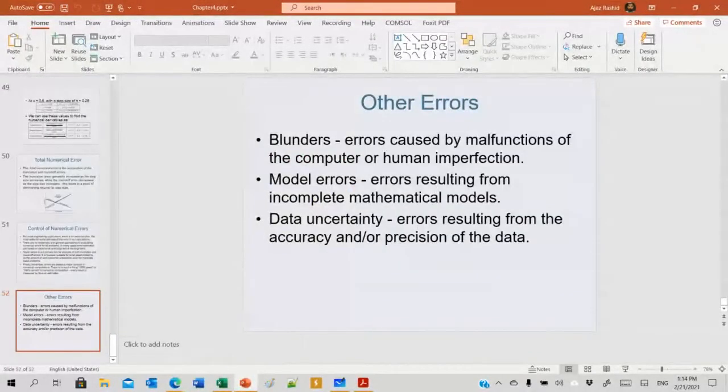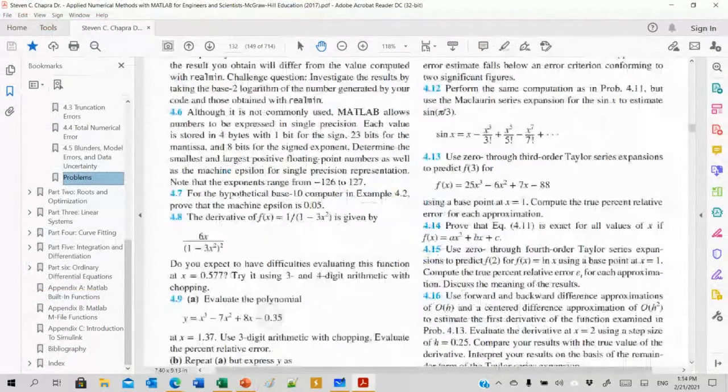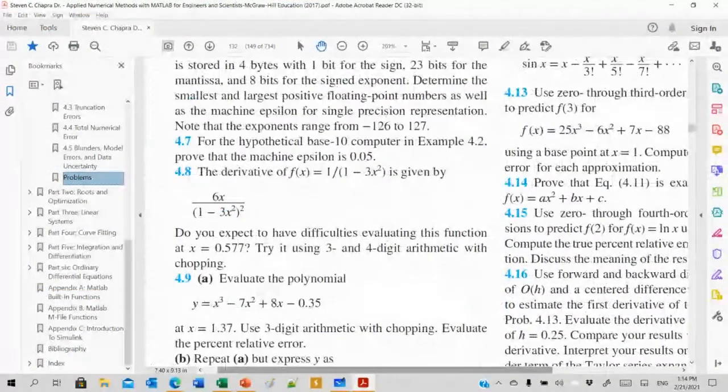So with this we finish chapter 4. We'll go to the book and take some problems from there. I'll start first with question 4.8, just to see what we mean by errors.